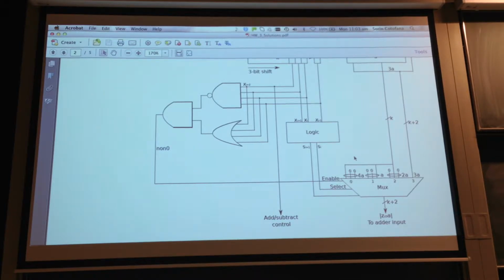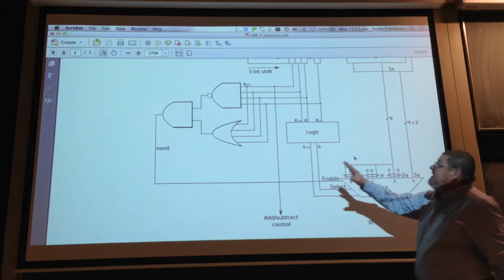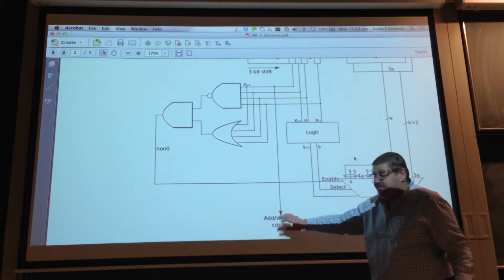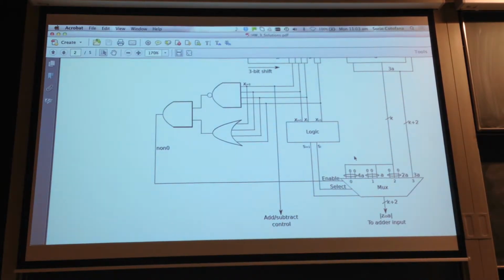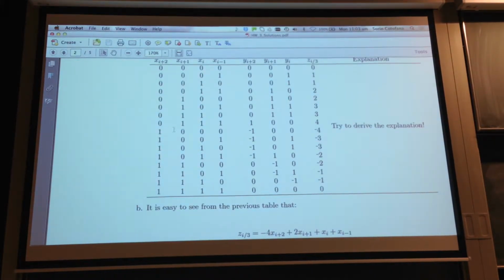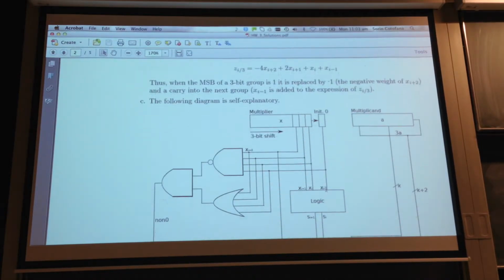Okay, now this design is done. This is telling you something about the complementation, and this is obvious from the table. Whenever you have negative, it's when this is 1. This is a special case, but 0 and minus 0 doesn't matter.